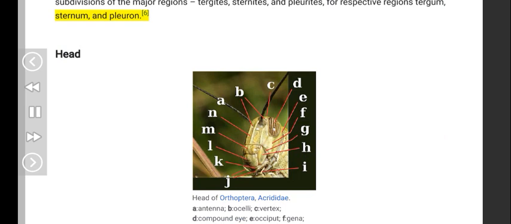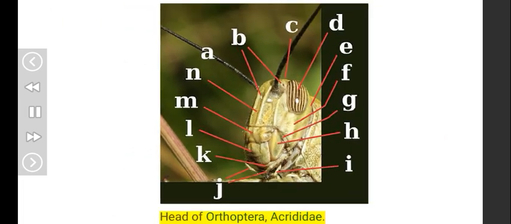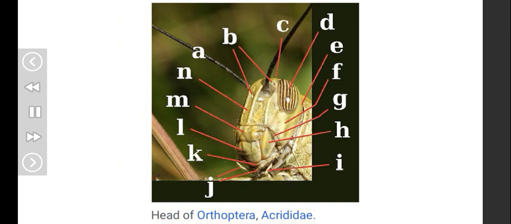Head. Head of Orthoptera, Acrididae. A. Antenna. B. Vertex. D. Compound eye. E. Occiput. F. Gena. G. Pleurostoma. H. Mandible. I. Labial palp. J. Maxillary palps. K. Maxilla. L. Labrum. M. Clypeus. N. Frons.